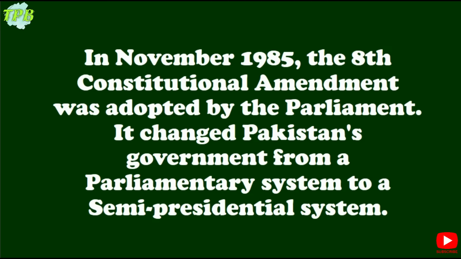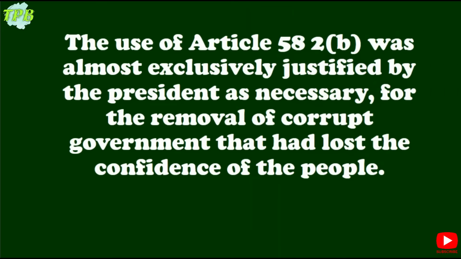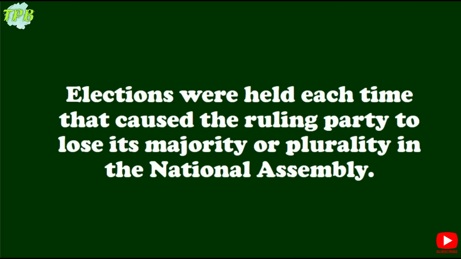In November 1985, the 8th Constitutional Amendment was adopted by the Parliament. It changed Pakistan's government from a parliamentary system to a semi-presidential system. The use of Article 58 2B was almost exclusively justified by the President as necessary for the removal of corrupt government that had lost the confidence of the people. Elections were held each time that caused the ruling party to lose its majority or plurality in the National Assembly.